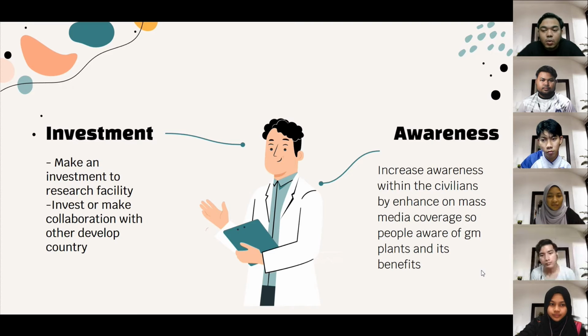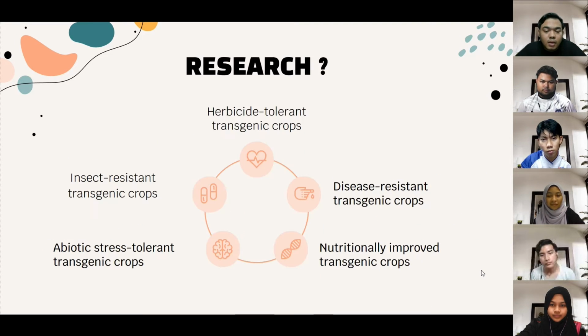Here are a few research areas that we can focus on. Next slide. Firstly is herbicide-tolerant transgenic crops that can tolerate herbicides used to kill weeds that are bad for the crop, because the weeds compete with the crop plant for nutrients, water, sunlight, and space.